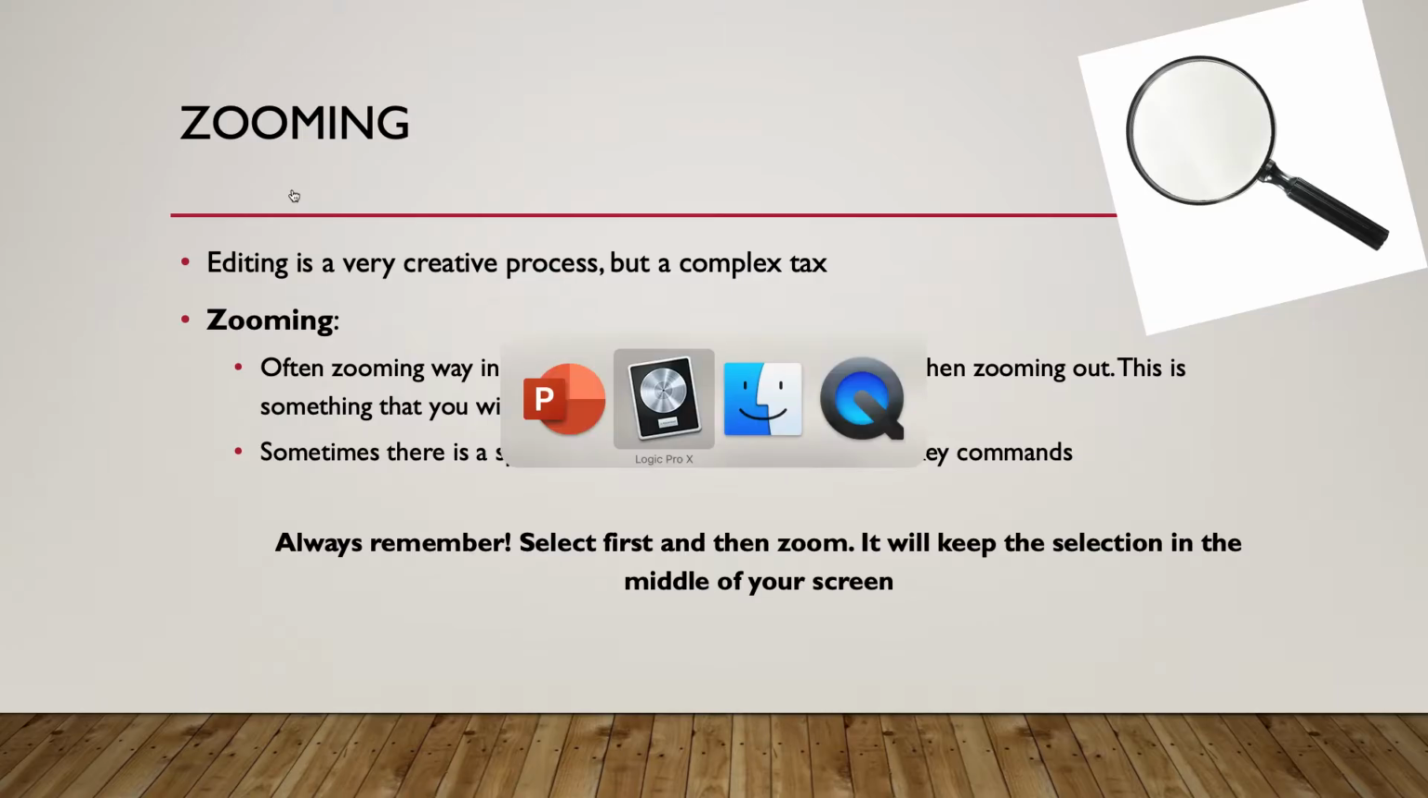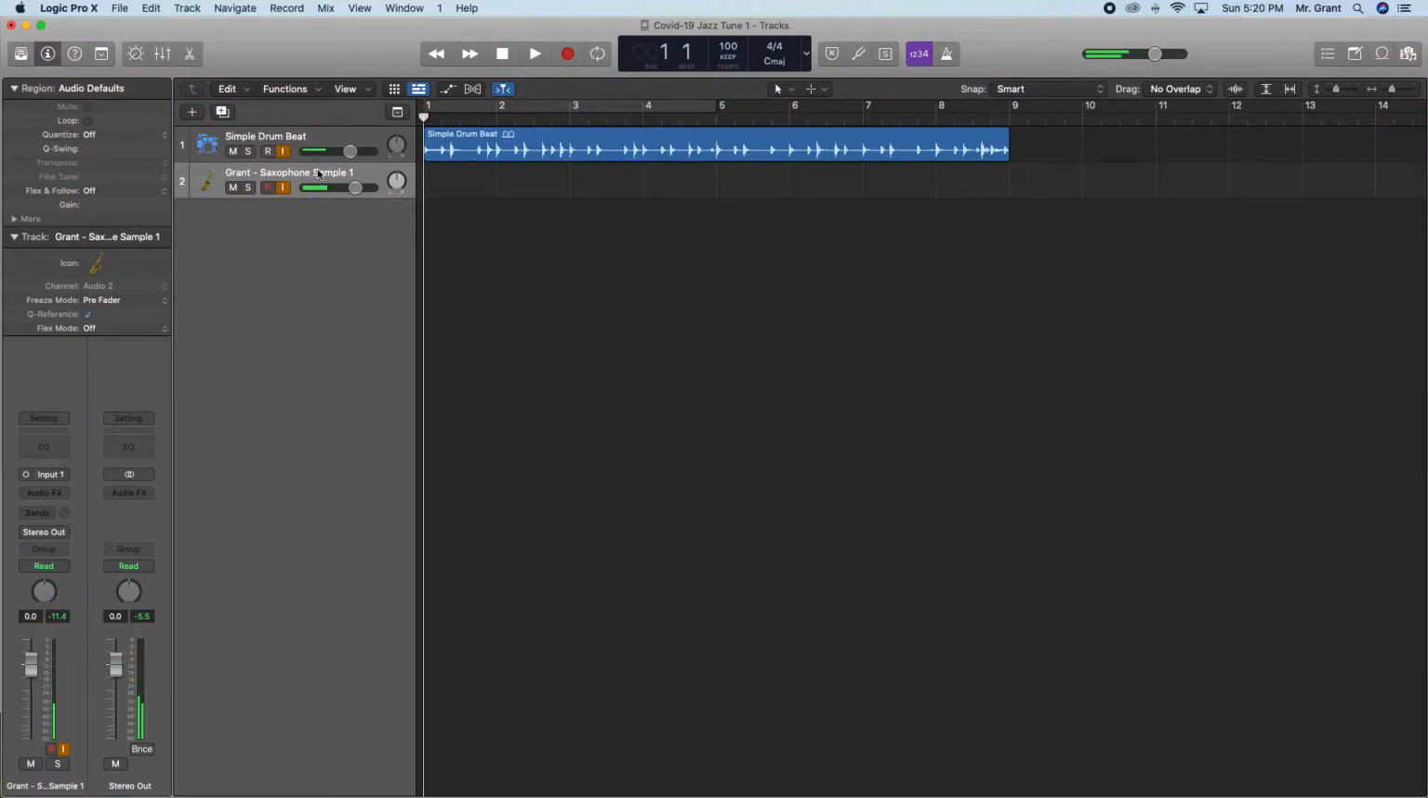Okay, so let's go back to our Logic recording here. Now I'm going to record the tenor saxophone, a little tenor sax COVID-19 jazz ditty that I've created, and we're going to record that directly over our simple drum beat. And so let's just warm up a little bit here.